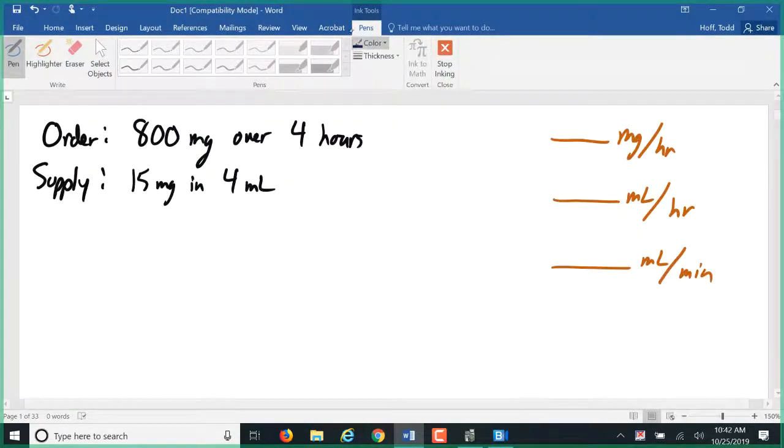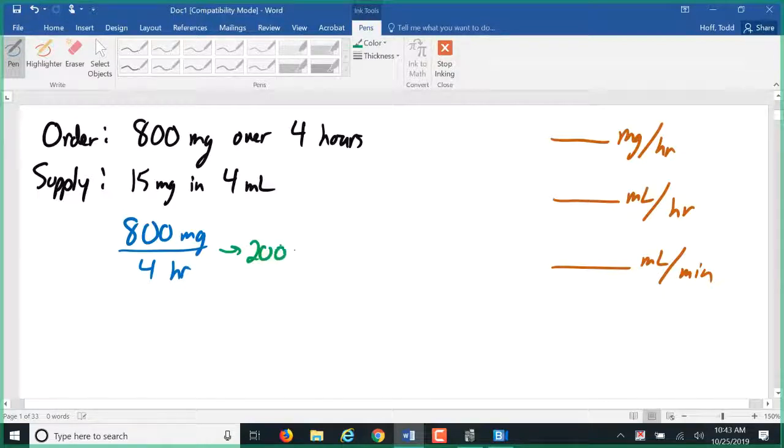Now, since these calculations sequence off of each other, one follows off the other, it's going to break it up a little bit, but you'll get the idea. So for the milligrams per hour, we simply have 800 milligrams to be administered over 4 hours. If we divide that out, 800 divided by 4 is 200 milligrams per hour.